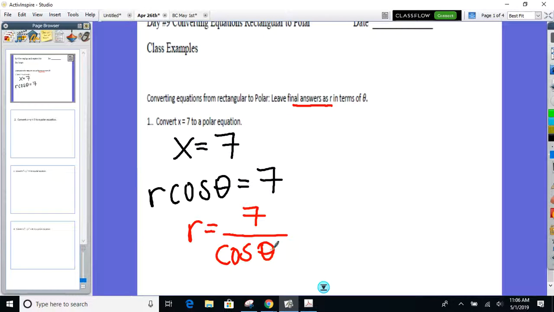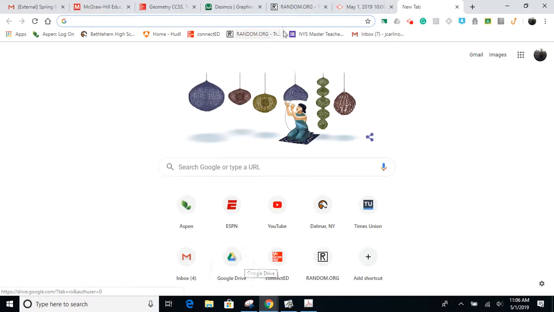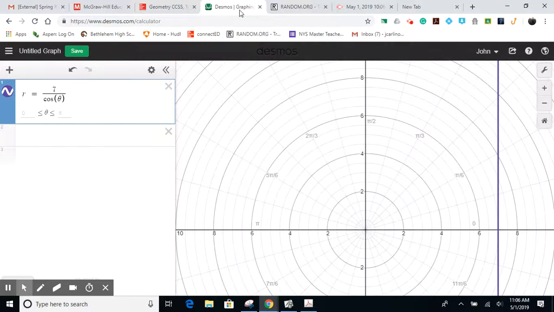Now remember, what did you tell me? What was this if I graphed it? That's a vertical line going through 7, right? So what I did ahead of time was I took a polar graph and typed in 7 divided by cosine theta. Take a look, everybody. I typed in r equals 7 divided by cosine theta on a polar graph, and look what happened. Look what it graphed for me. A vertical line going through 7. Okay? So that's what it would be equal to in polar form. So all you're going to do is substitute in x and y.